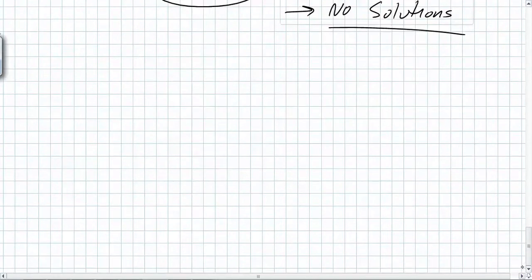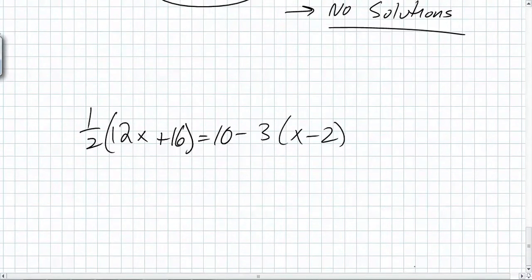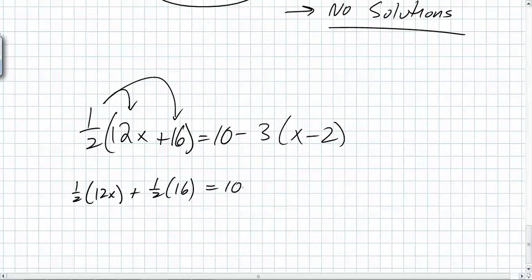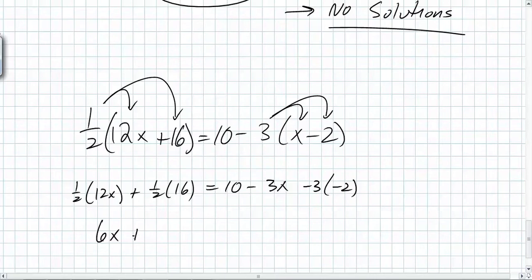Let's do another more complicated one. 1/2 times 12x plus 16 equals 10 minus 3 times x minus 2. First, we need to distribute. We end up with 1/2 times 12x plus 1/2 times 16 is equal to 10 minus, we have to distribute again, 3x plus, or we can keep it as minus 3 times negative 2. 1/2 times 12 is 6x plus 8, that's half of 16, equals 10 minus 3x. And it's minus 3 times negative 2, so it's plus 6.